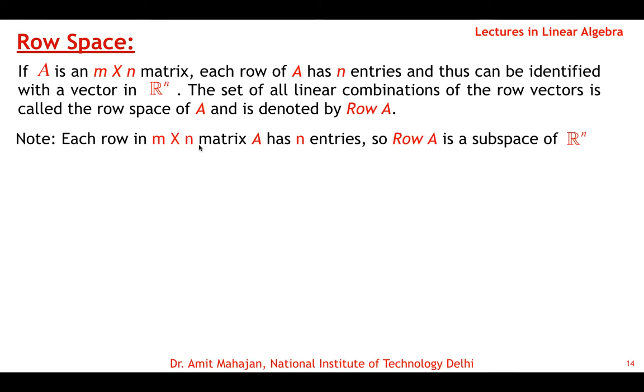Each row in an m cross n matrix A has n entries. As we said here, the vectors are in Rn. That means row space A is a subspace of Rn. One can prove the properties of a subspace: the zero vector will be there, if you take any two vectors then their sum will be there, and any scalar multiple of a vector will be there.